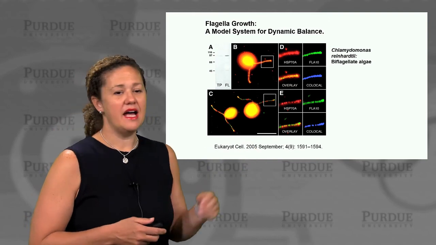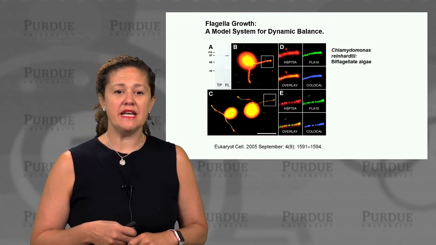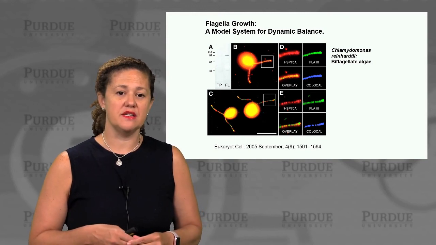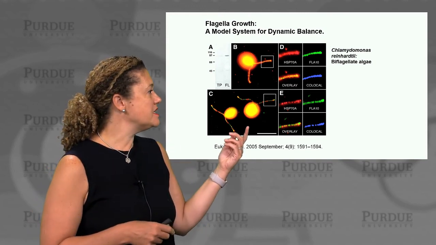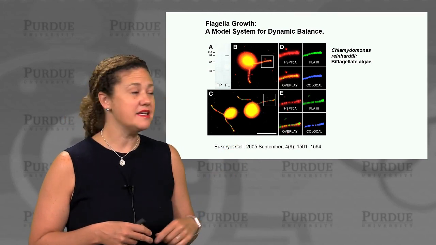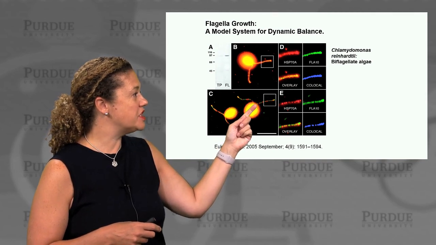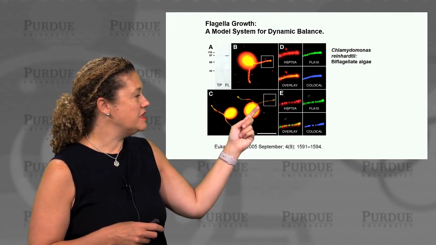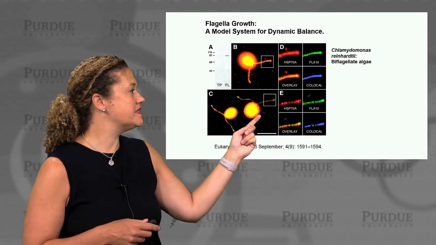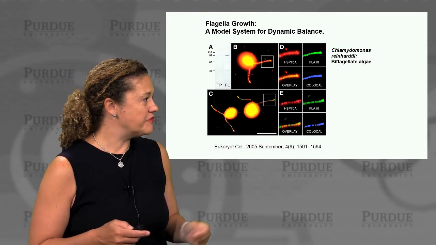So flagella have served as a model system for dynamic balance control of organelle size for some time. Here we see some images of a biflagellate algae cell. By biflagellate, I mean it typically has two flagella growing out. And here they've just been fluorescently labeled so that you can easily see the cell body and the two flagella sticking out from the cell.